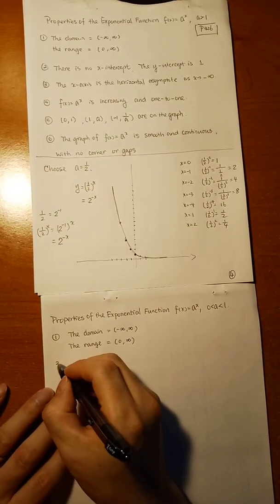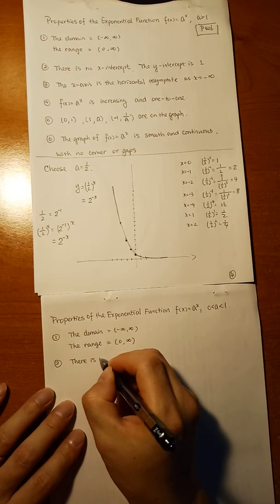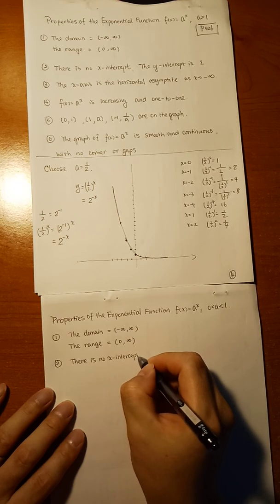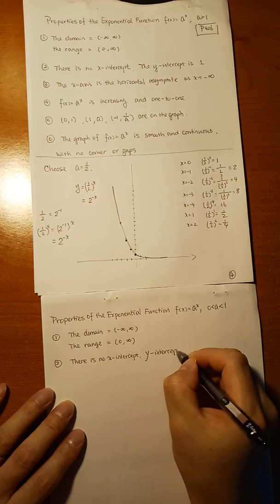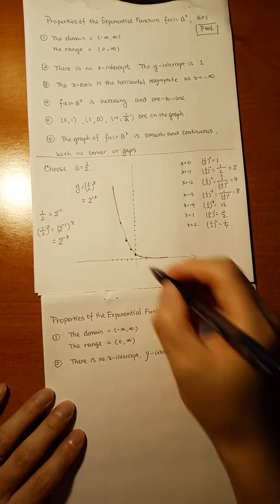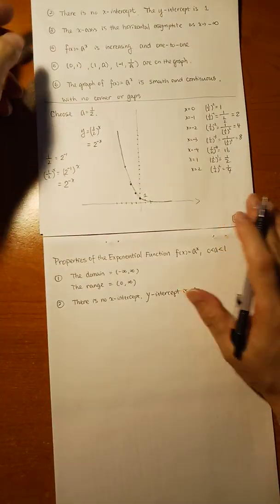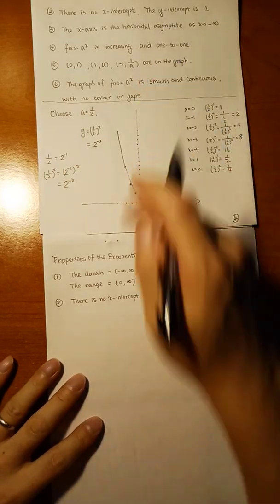And the second property, there is no x-intercept. And the y-intercept is 1. This y-intercept is also 1 because a to 0 is always 1. Whenever you put x equal to 0, the value is always 1, right? So this is also the same thing.